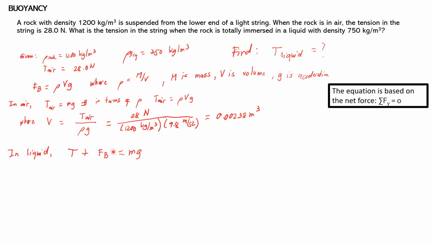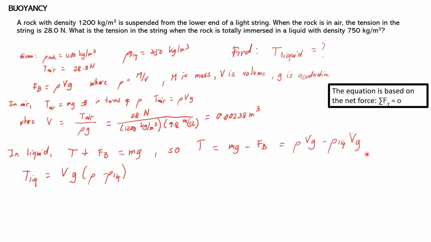And for the liquid, here we have the forces: the tension that is upward, the buoyant force that is also upward, and the weight. So we just transpose this to the other side. So we have this equation, and the tension is equal to mg minus the buoyant force. So we transpose the buoyant force to the other side of the equation. Can you recall here? Mass is equal to rho times the volume. So our buoyant force is equal to this one: the density of the liquid times the volume times the gravity.